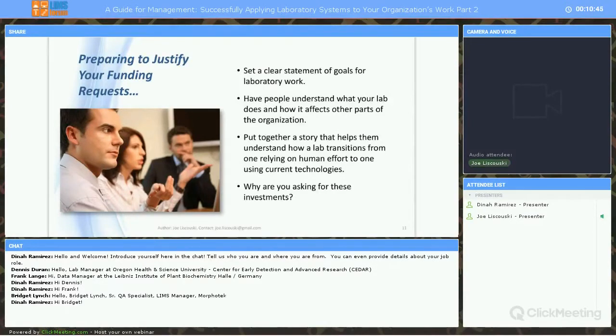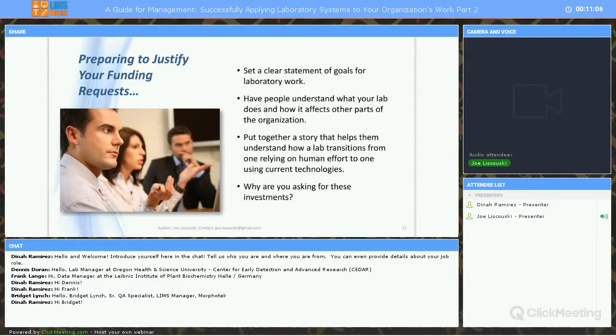First, you need to set a clear statement of goals for laboratory work. To you, the goals may seem obvious. To those outside the lab, those reviewing your proposals, they may not be. Having clearly stated goals that they can buy into and use as a reference point for technology programs and projects will make your life a lot easier.